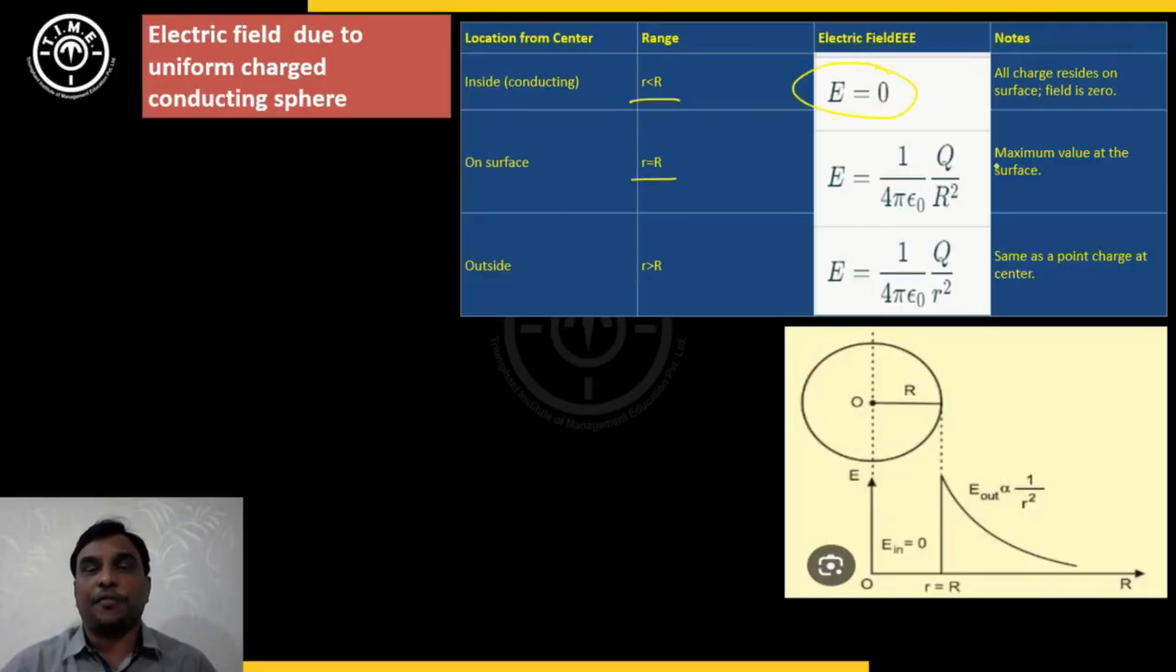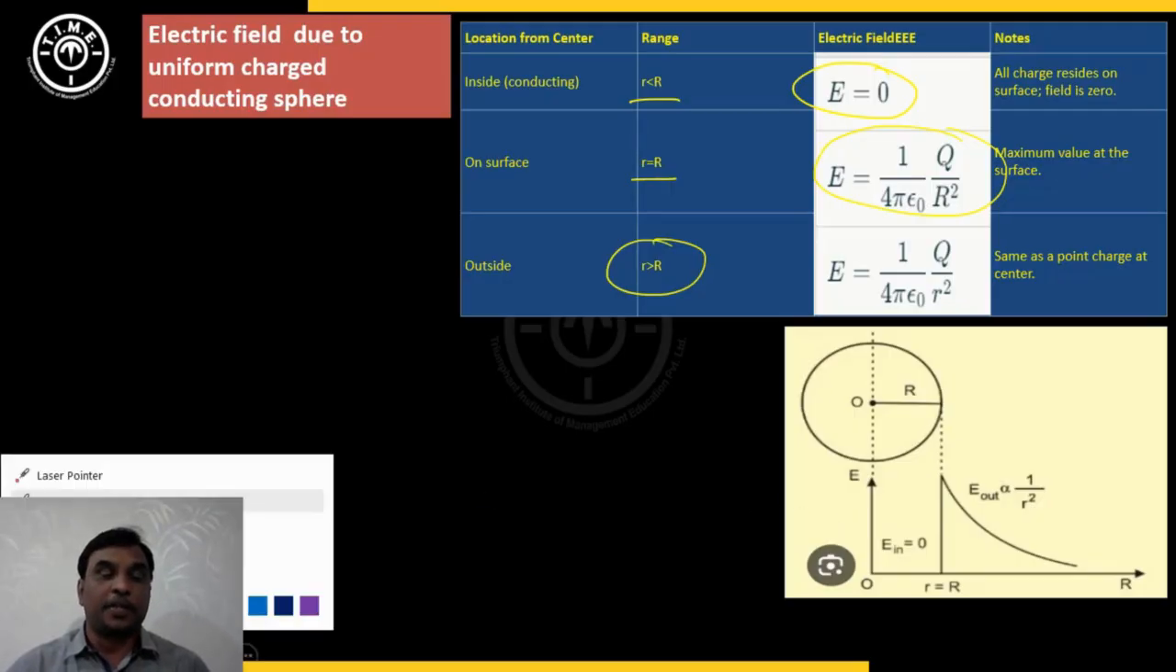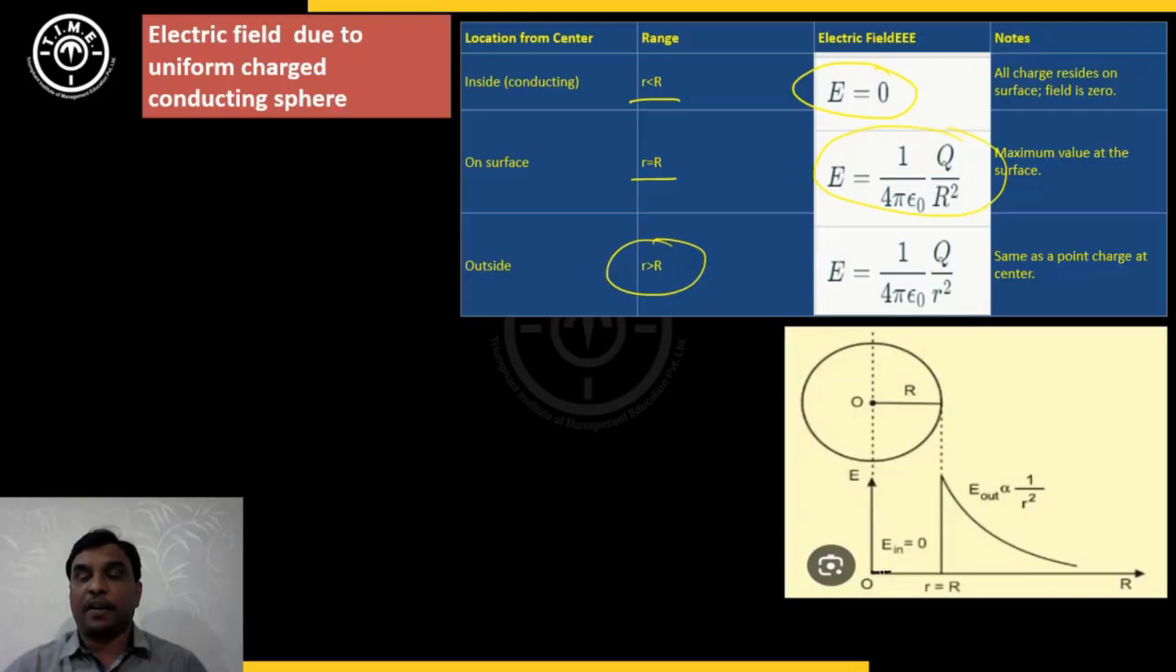On the surface, electric field is kq by R square. Outside, kq by small r square. This graphical representation is very important. If you look at the graphical representation, from center to surface, at 0 distance to the surface, electric field is 0.